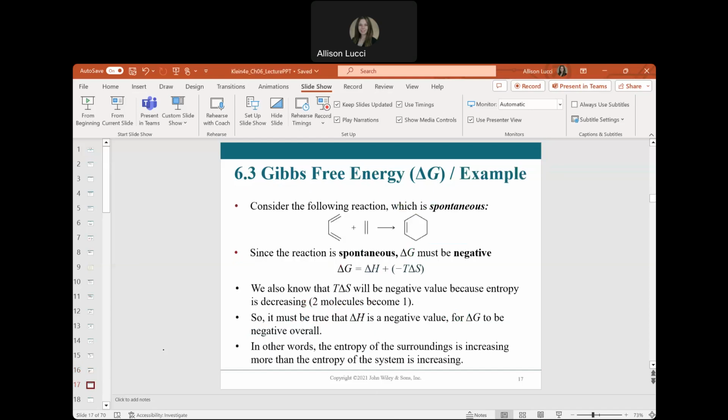So let's look at a specific example here. So this reaction below is spontaneous. And we had discussed in section 6.2 how some molecules, when they become more ordered, right, we go from 2 moles of things over here to just 1 mole of product, we would have a negative change in entropy. So that must mean that together, the enthalpy and the entropy term will give us a negative delta G, right?